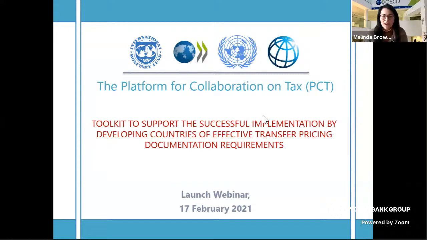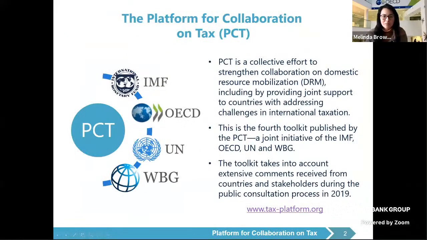To begin with, just to provide a little bit of additional background, of course, you know that this is an event and a toolkit produced by the Platform for Collaboration on Tax. It's the fourth toolkit that we've released through the PCT. Each one addresses a key issue for developing countries as they relate to international tax. So we've already had toolkits in previous years on tax incentives for development, addressing a lack of comparables for transfer pricing analyses, and also on indirect transfers of assets.